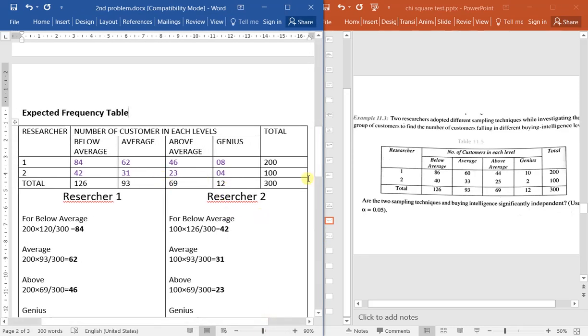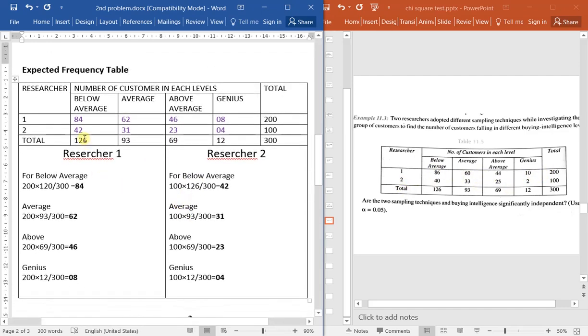Okay, so here this is your problem table, and you're having 86, 60, 44, 10, and for all these values you calculate expected values. So these are the expected values. For 86 you have an expected value of 84, for 60 you have 62, for 44 you have 46, for 10 you have 8. It goes like that for all the 8 values that you're having here.